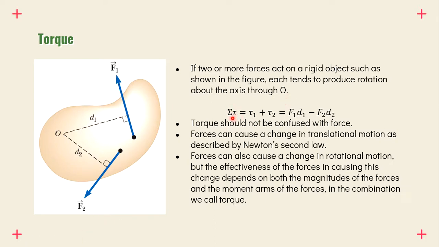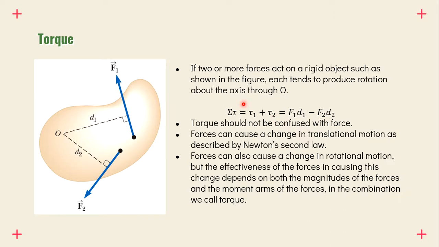So the summation of the torques here is equal to tau 1 plus tau 2, which is equal to Fd1, so this is your moment arm d1, minus Fd2, so F times moment arm d2. So why is there a negative sign here?